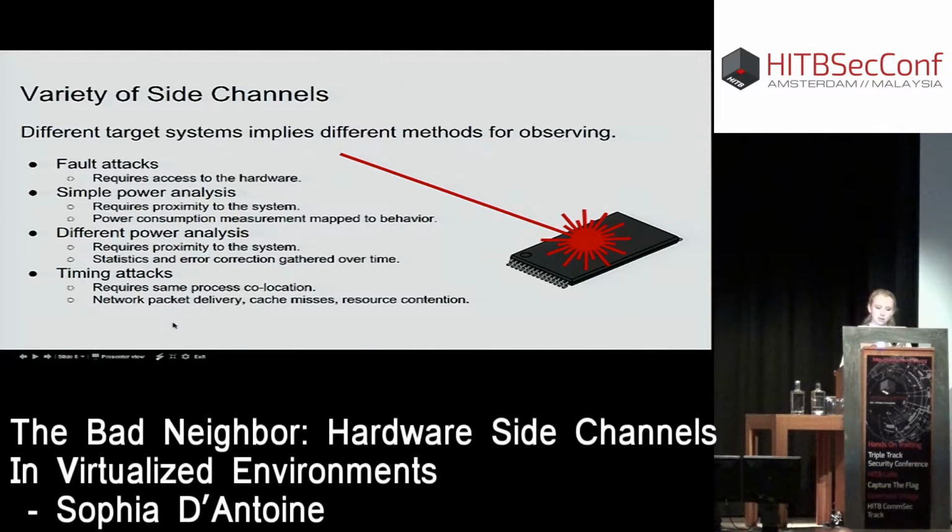So an example of that would be network packet delivery time. So your attacking process would record that packet delivery time, but in order for that to be profitable, it must be co-located or neighboring the target. The attacker must be co-located with the target, so it must be on the same machine or on the same network as the target that you're looking at.